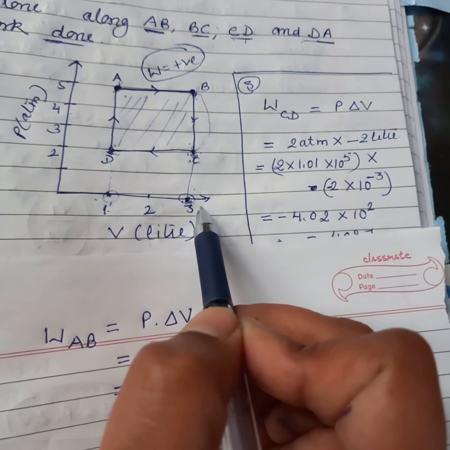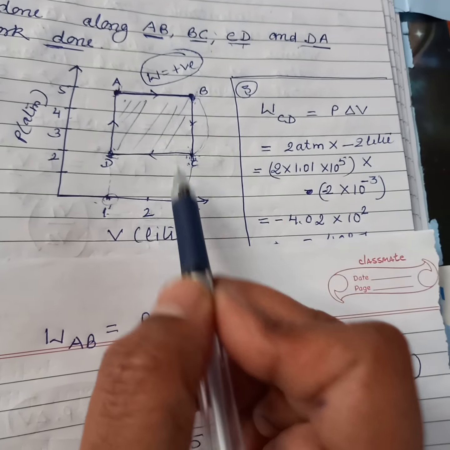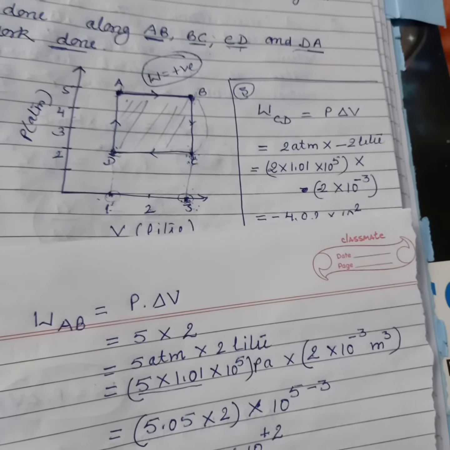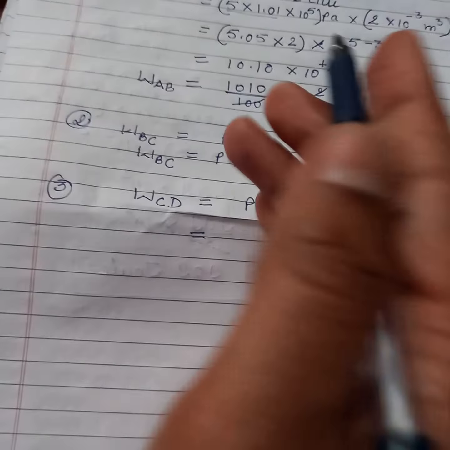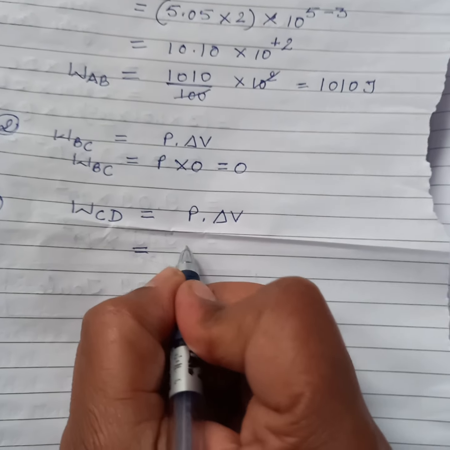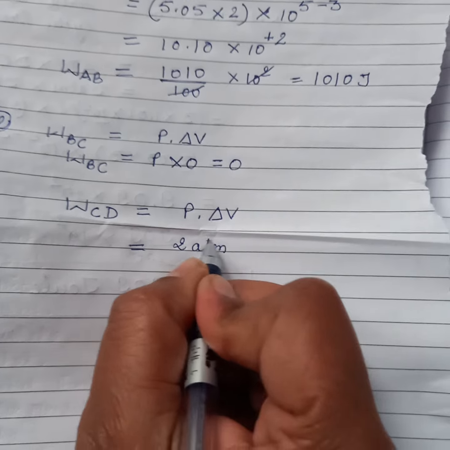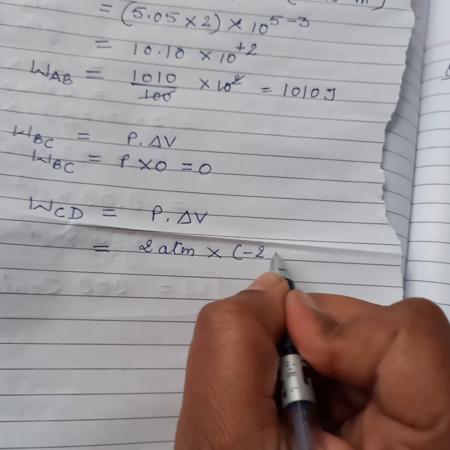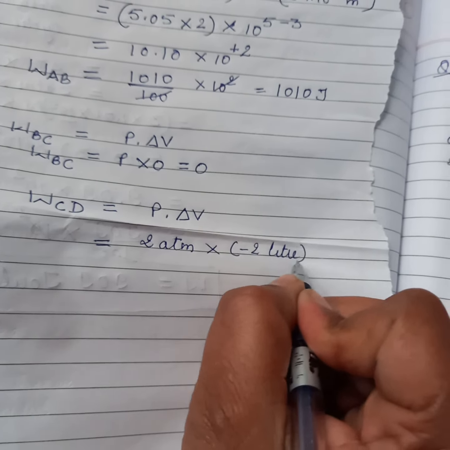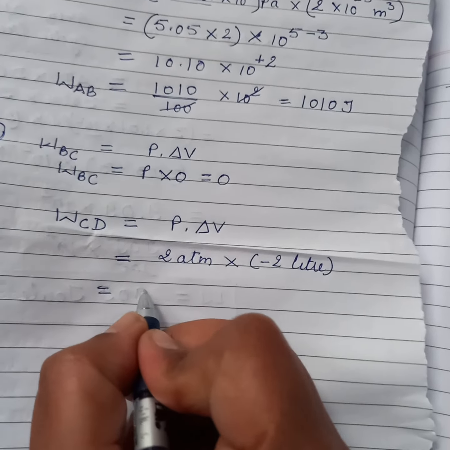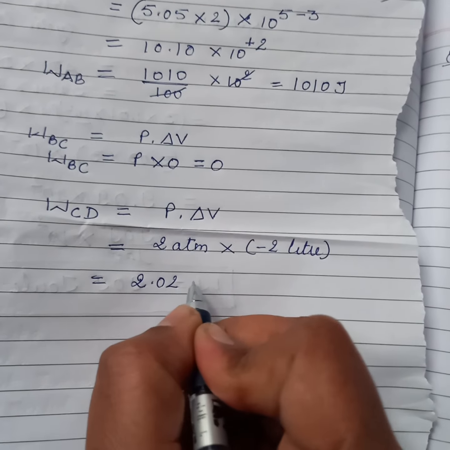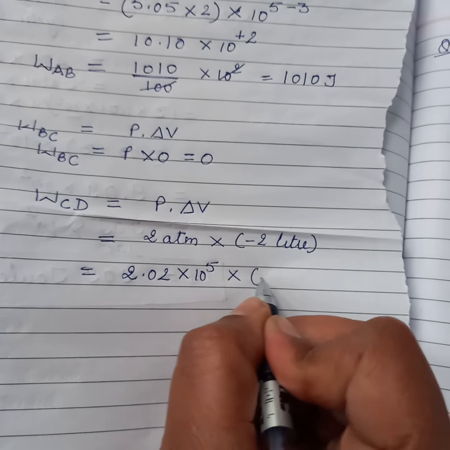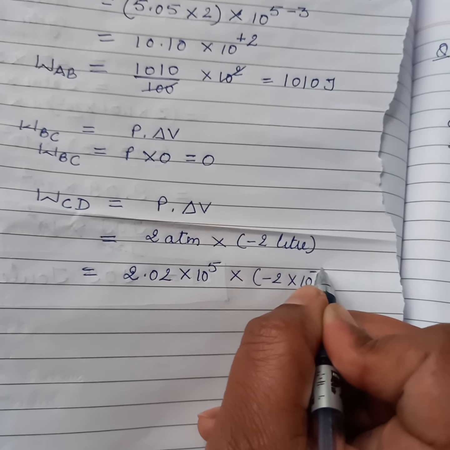So final minus initial, how much change in volume? Minus 2. And pressure is how much in this process? C to D is 2 atmosphere. So in C to D case, what will you write? Pressure is 2 atmosphere and volume change is minus 2 liter. So change this into Pascal. It will come 2.02 into 10 raised to power 5. Directly I have done into minus 2 multiply by 10 raised to power minus 3.